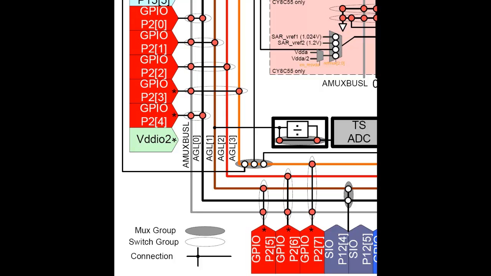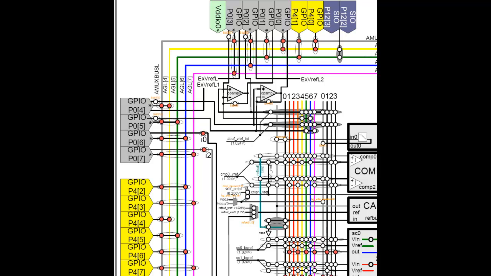Notice the pattern. The ports in the lower quadrants are connected to the analog globals in the pattern 0, 1, 2, 3, 0, 1, 2, 3. The ports in the upper quadrants are connected in a similar pattern of 4, 5, 6, 7, 4, 5, 6, 7. Notice that in both cases, each global is shared by 2 pins on each port in that quadrant.